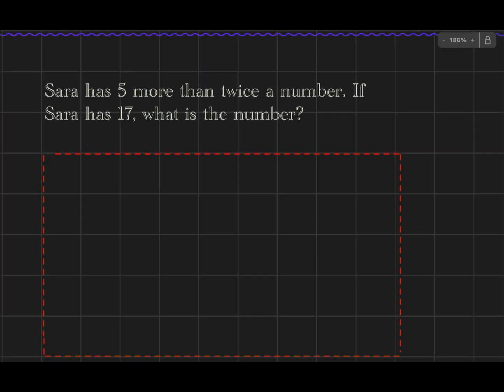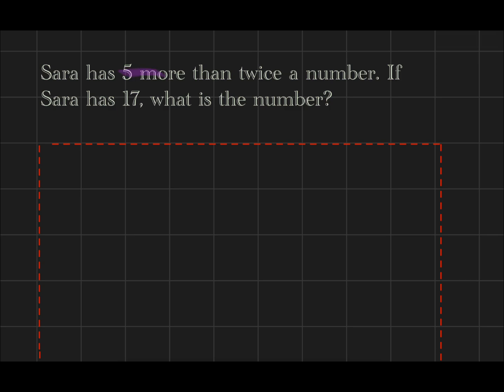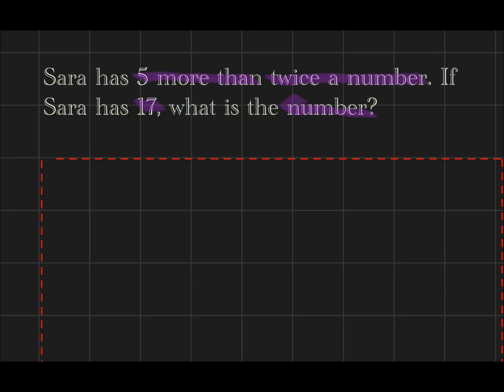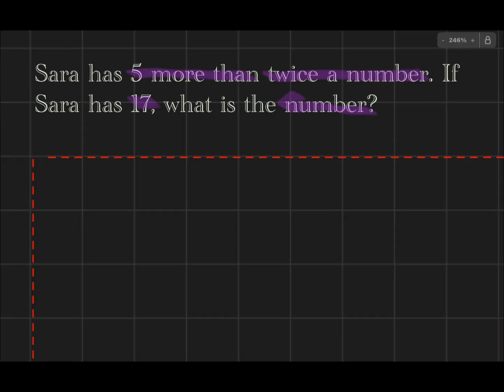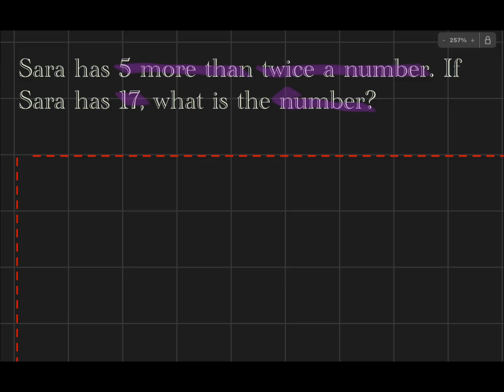Here is a word problem. Sarah has 5 more than twice a number. If Sarah has 17, what is the number? Okay, now the first thing we should do when solving this word problem is translating it into mathematical terms. So, twice a number. Our number is x in this case. So, let's write that. Twice a number. It's 5 more than twice a number, so we add 5, and it is 17. It has 17, so it's equal to 17.